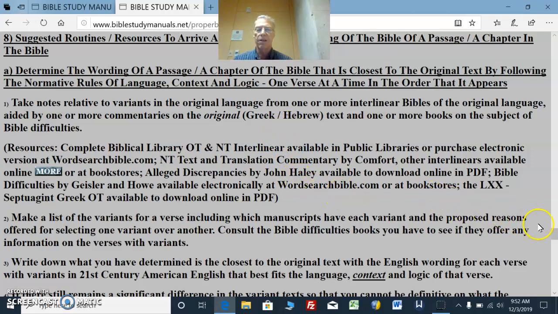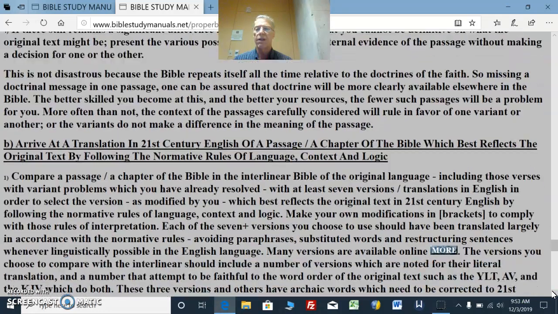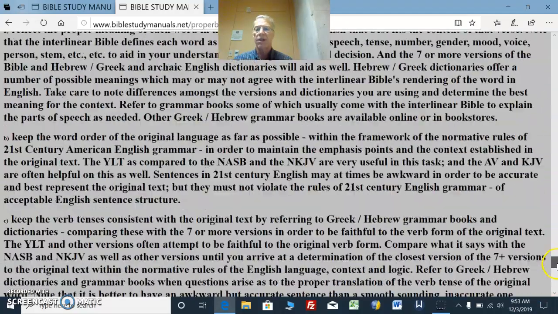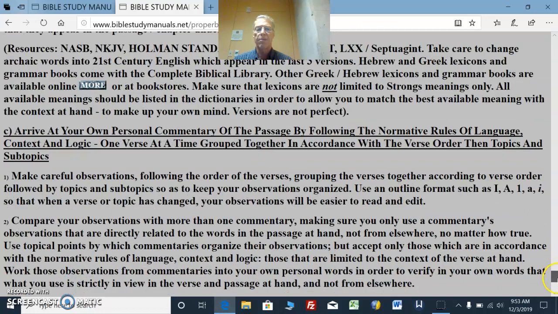There are good ones available from the commentaries, Alleged Discrepancies by John Haley, the New Testament Text and Translation Commentary by Wesley Comfort, and other interlinears, and they're available at bookstores. So you can read through these things and find out what resources you need to build up, and the more reliable resources you have, the better you are. So, such is the means by which we are to interpret the Bible.